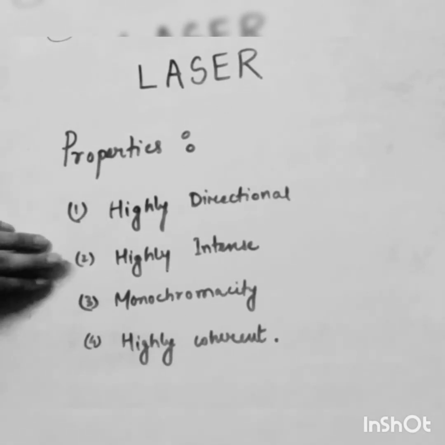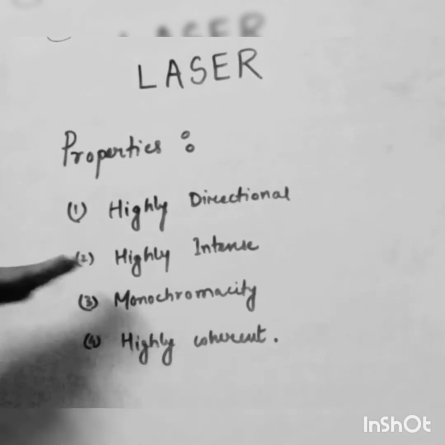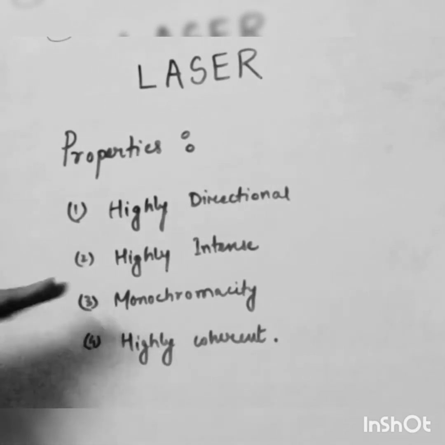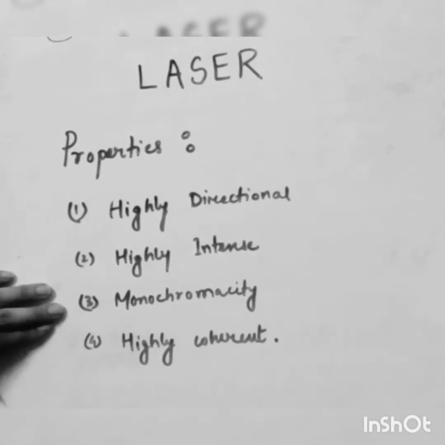The next is it is highly intense. Intensity of light at any point is defined as the energy which is passing through unit area per second. In case of laser, the spot size is very small, so the whole energy is concentrated in a very small region, so it is highly intense. It can penetrate through a surface because it has high energy. The third one is monochromacity.